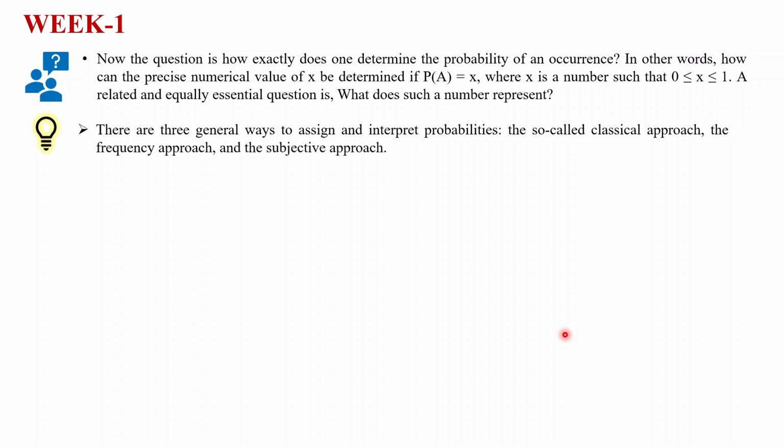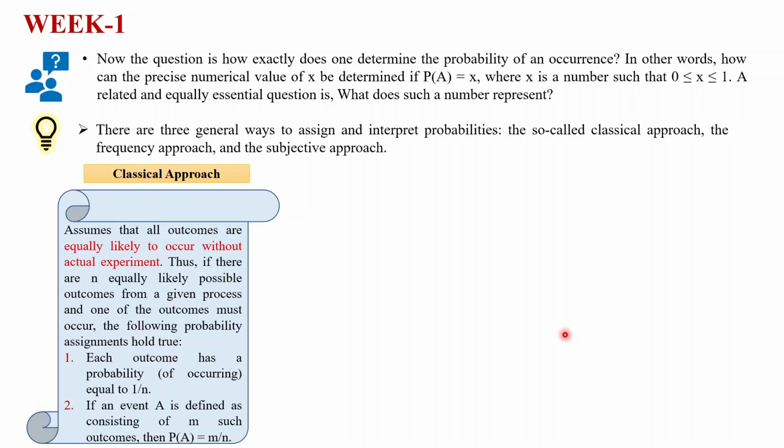There are generally 3 ways to assign or interpret probability. One is the classical approach, one is the frequency approach, and another is the subjective approach. So what is the classical approach? In the classical approach, we assume that all outcomes are equally likely to occur without actual experiments.